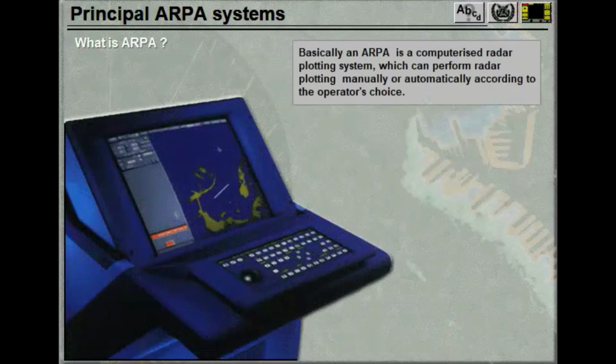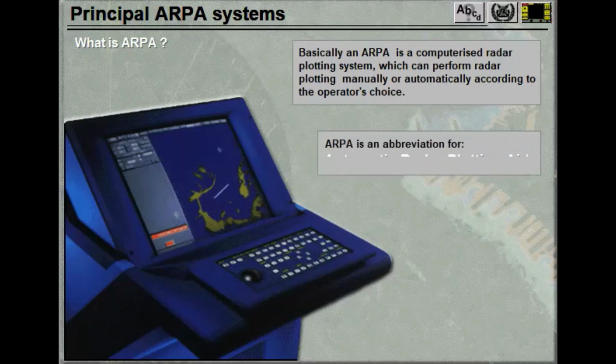Basically, an ARPA is a computerized radar plotting system, which can perform radar plotting manually or automatically according to the operator's choice. ARPA is an abbreviation for Automatic Radar Plotting Aid.